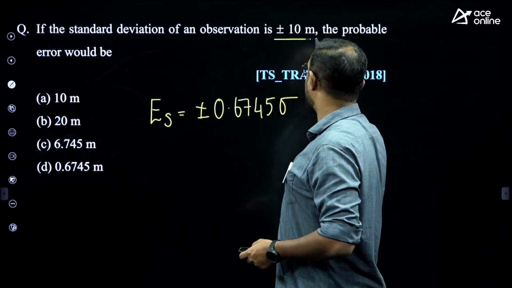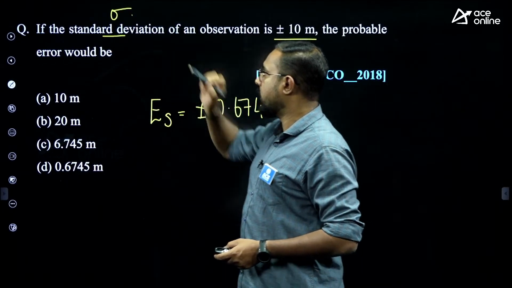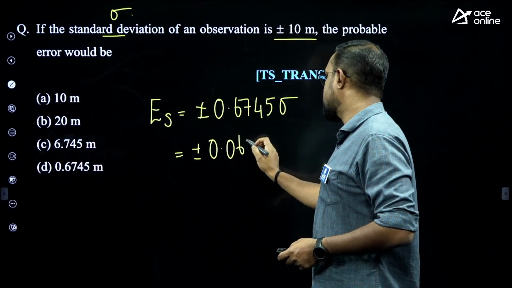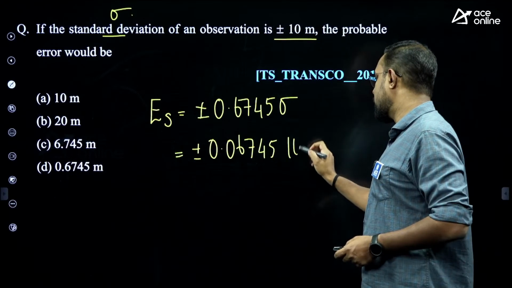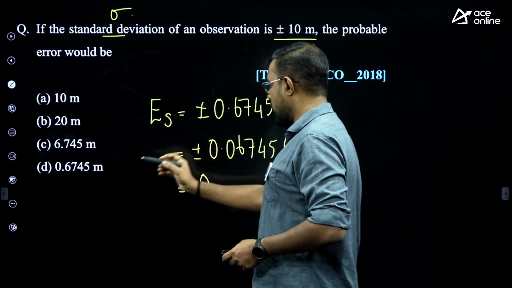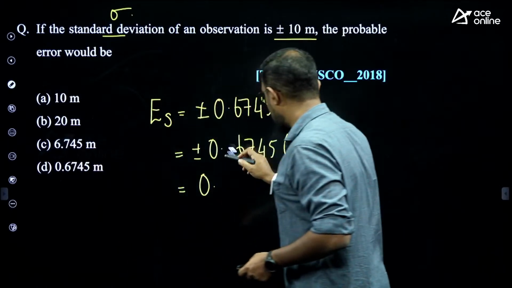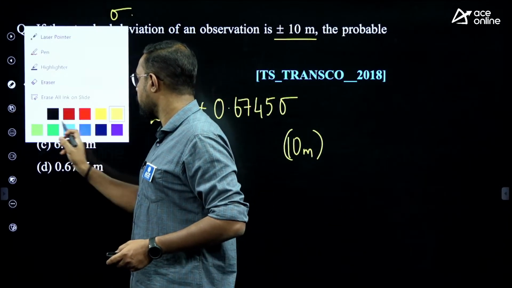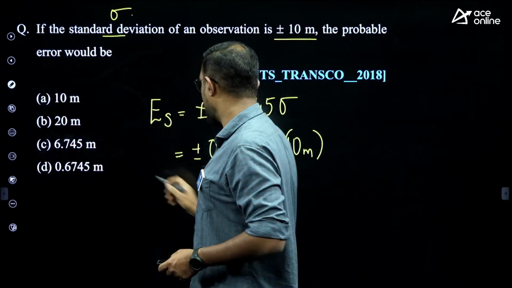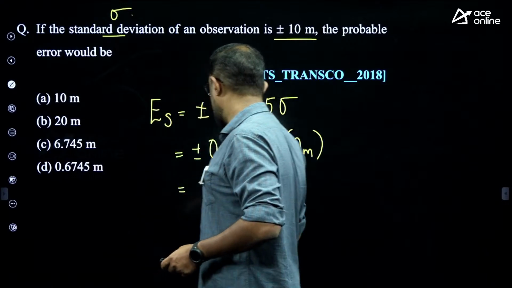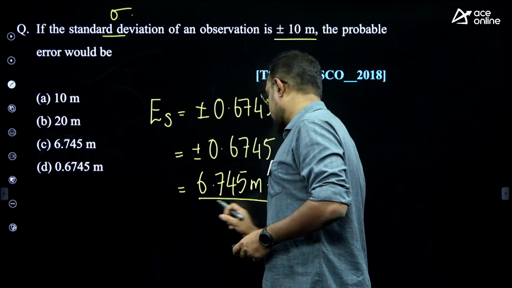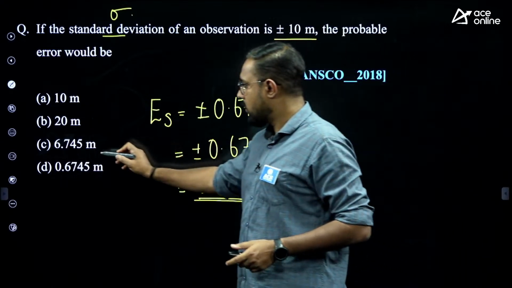Now, what is meant by this plus or minus 10 meters? That is the standard deviation, which we represent by sigma. So you substitute that value here: 0.6745 times sigma, that is, 0.6745 times 10 meters. If you multiply this, what is the answer you are going to get? You will get the answer as 6.745 meters. What is the answer? 6.745 meters.